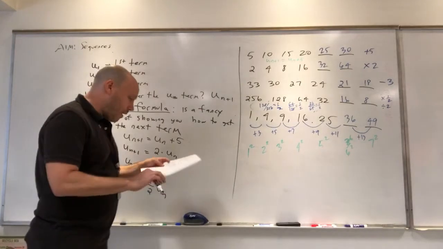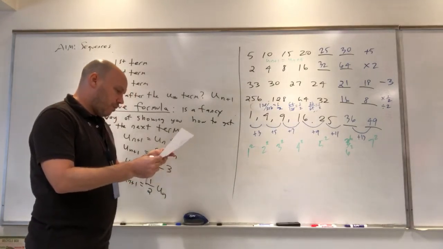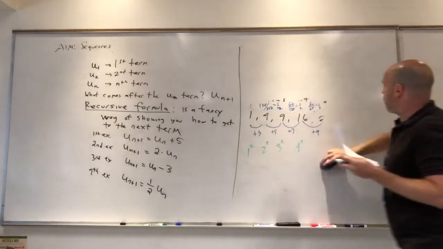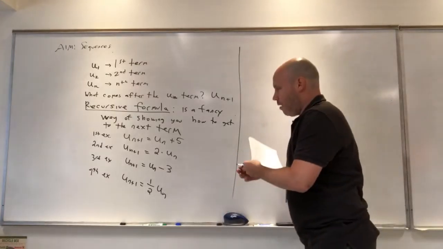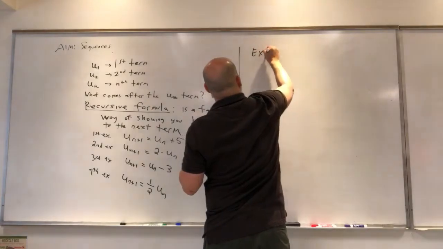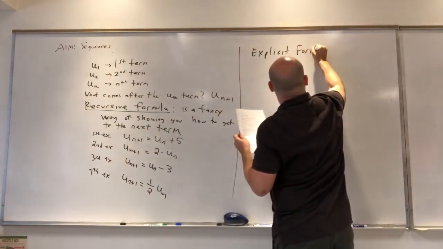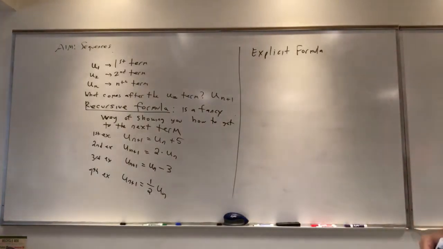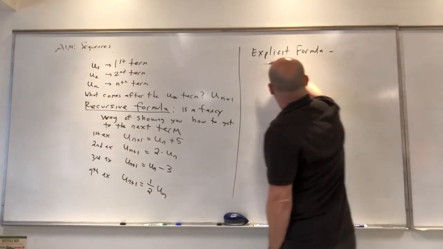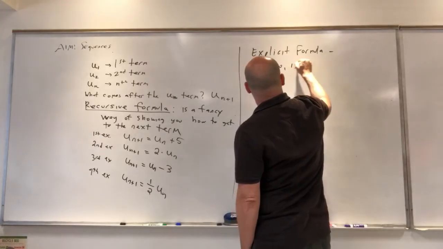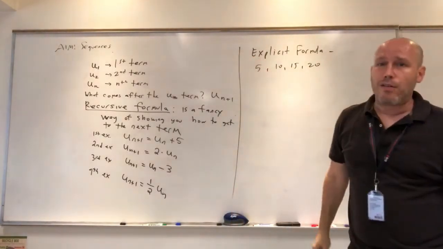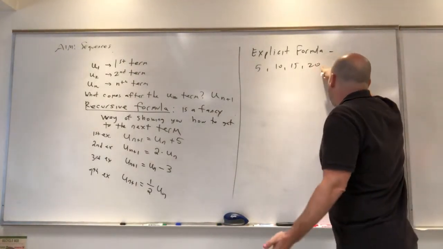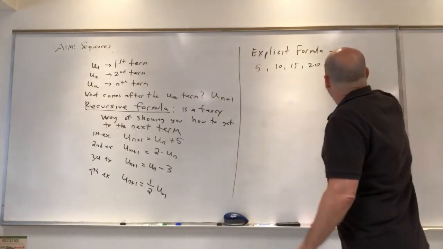Now, the next type of formula is called the explicit formula. So the question is, why do I need another formula? Because if we look at that first example, 5, 10, 15, 20, and I ask a student in the class, what's the 5th or the 6th term? You'd say, okay, no big deal. Just add 5 on, add 5 more, 25. Add another 5 to get to 30.